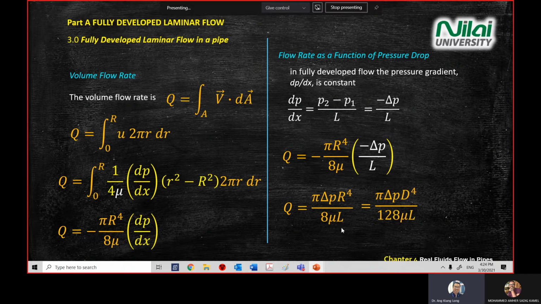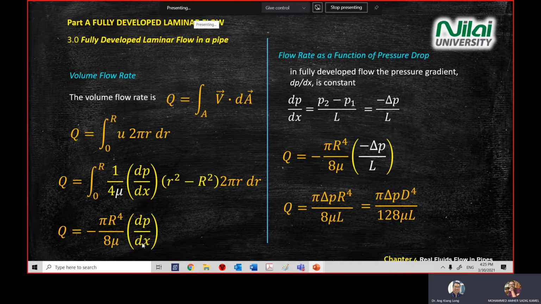Okay, any question on the conversion from 8 mu L to 128? You understand why it becomes 8 to 128? Okay. So the only difference that happens here is in the volume flow rate, so only the place where you want to use it. The left hand side equation is when you have the partial differential dP over dx equation given.